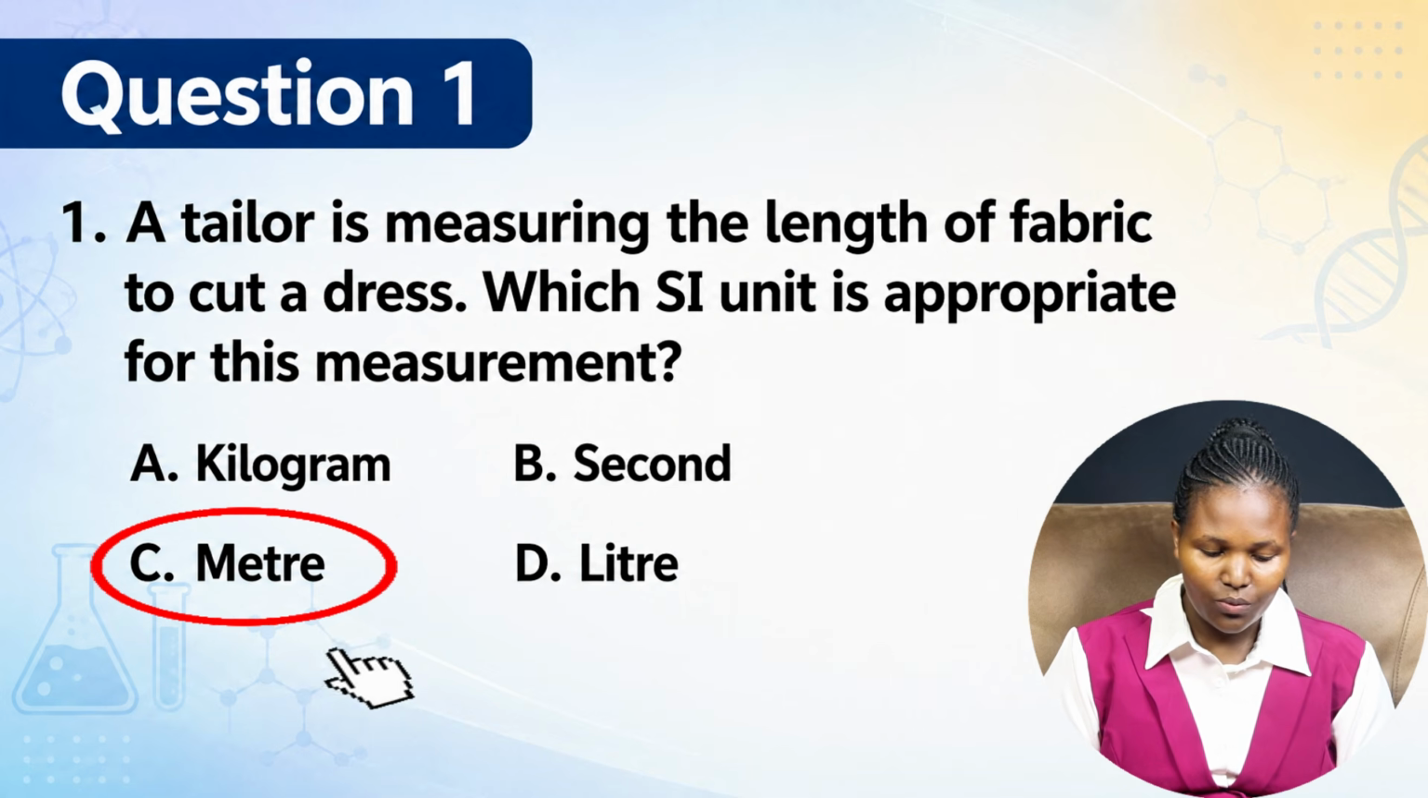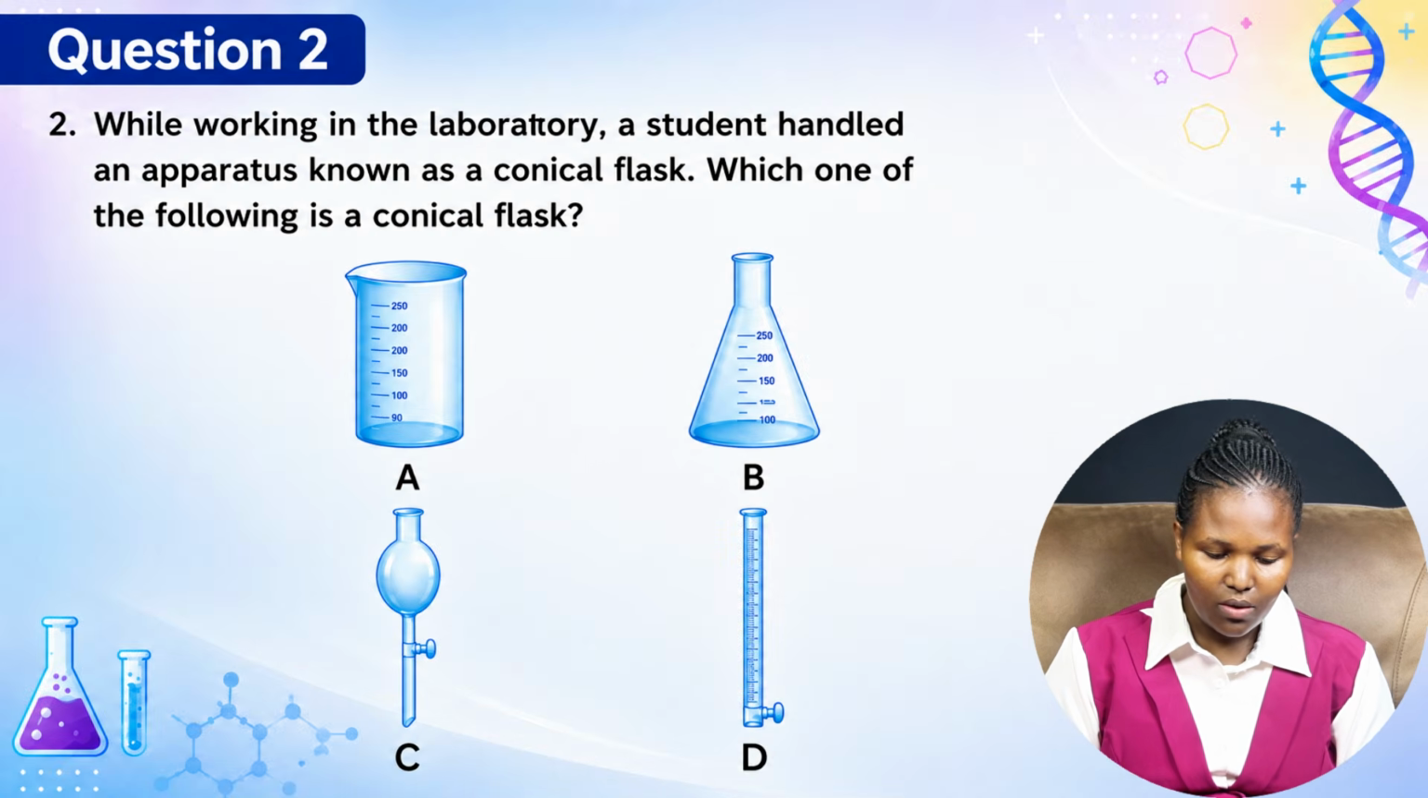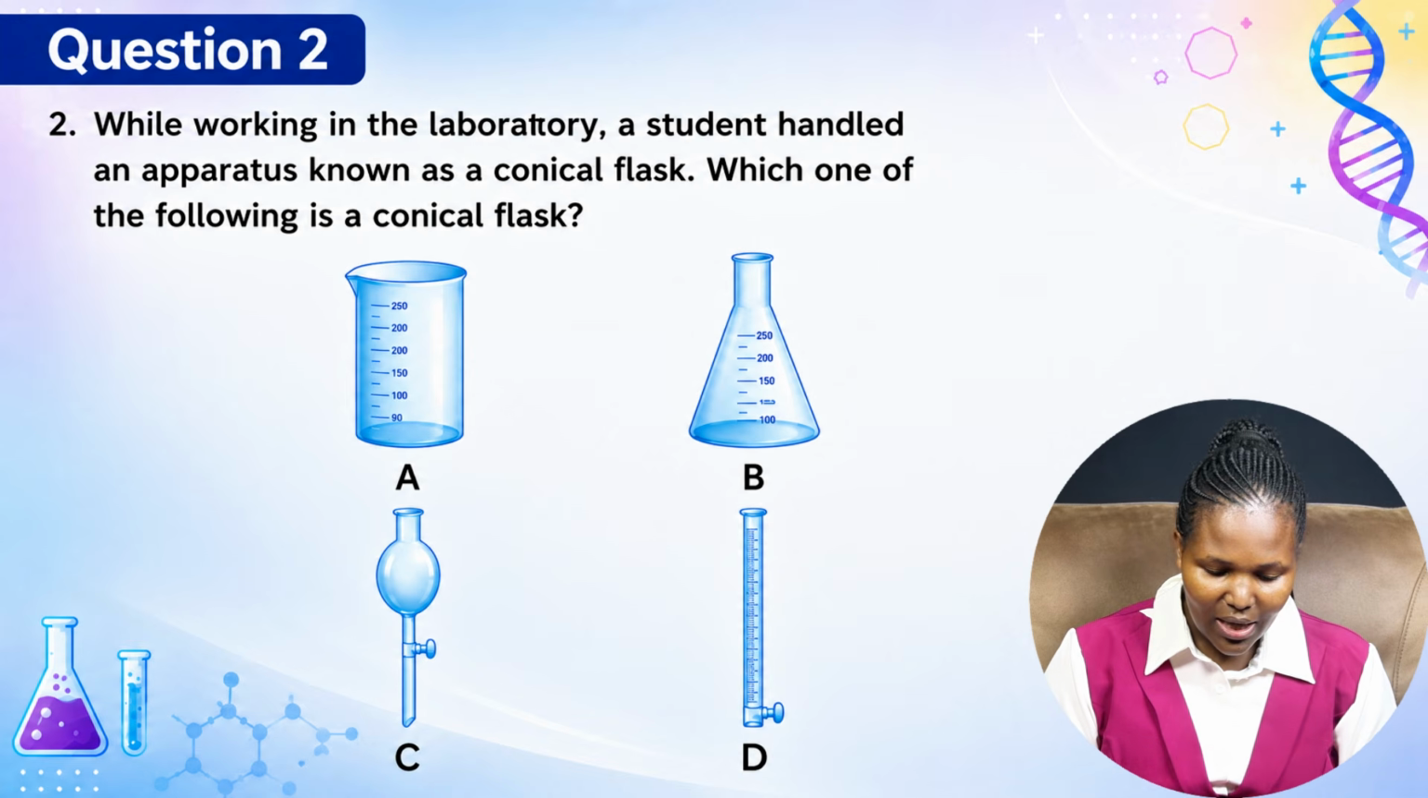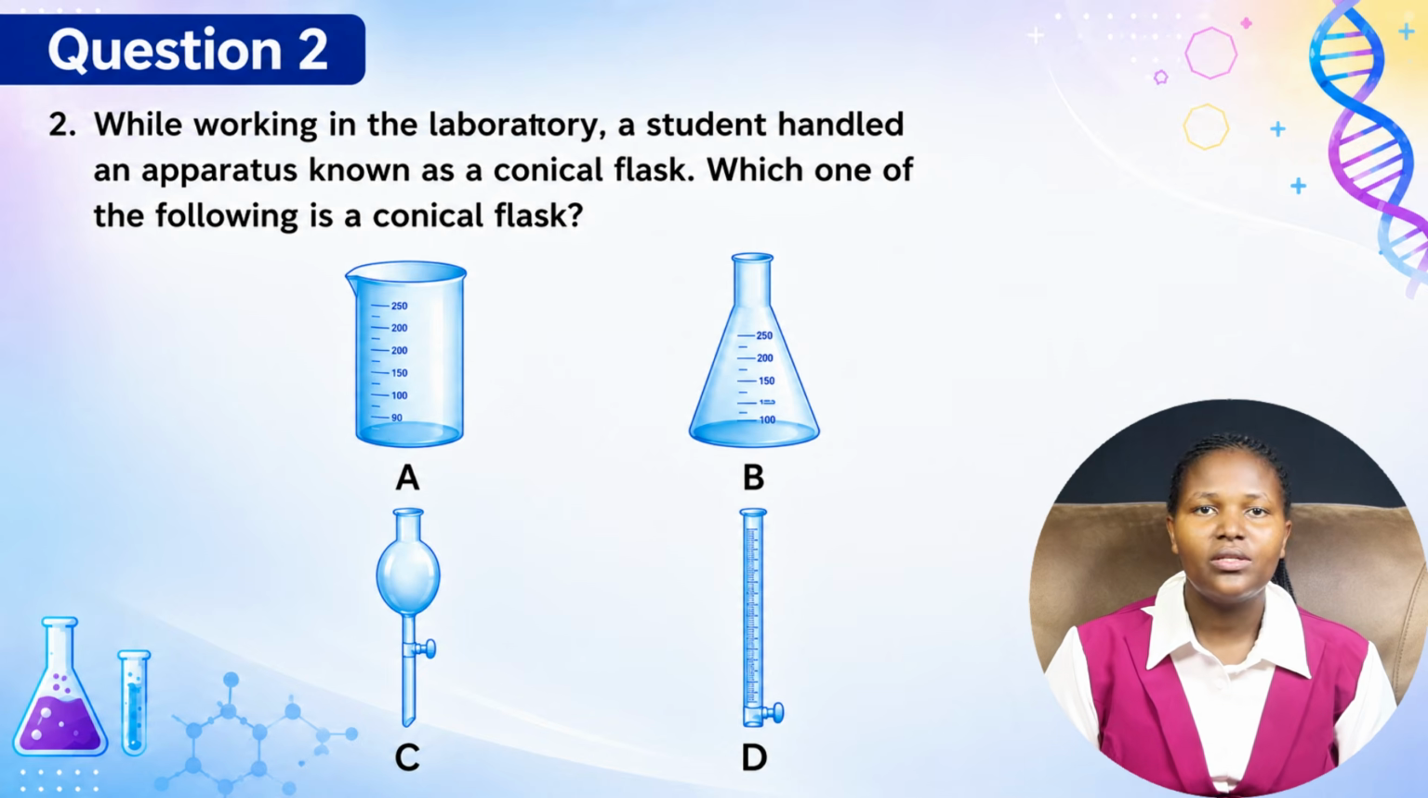Then question number 2. While working in the laboratory, a student handled apparatus known as a conical flask. Which one of the following is a conical flask? Now, for this question, we are given some images there. You see 4 of them, and we are asked to identify a conical flask. Now, in this case, a conical flask is option B.